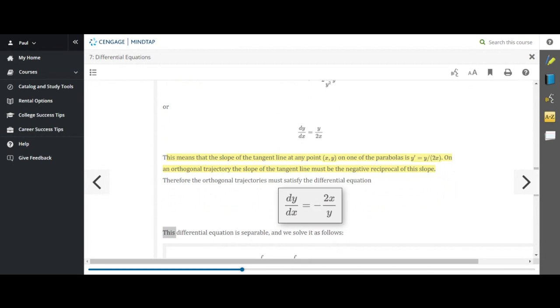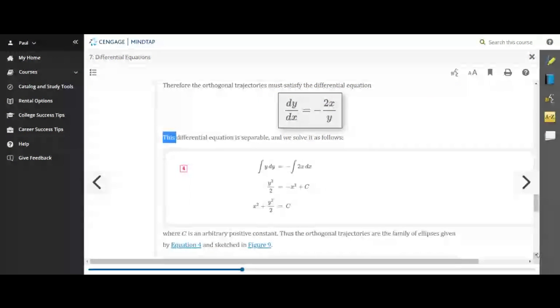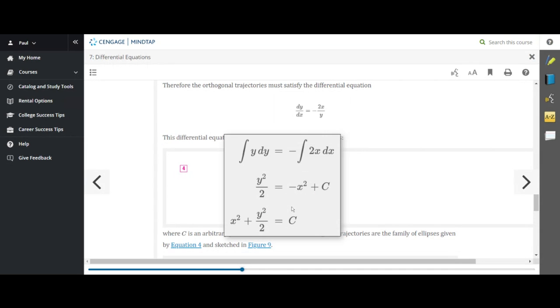All right, is that okay? Are there any questions on that? All right, well then, what is the family of solutions that follows this differential equation? What does that family look like? Well, we're going to separate the variables, and if we do that, we get the integral of y dy equals the integral of 2x dx, and we end up getting x squared plus y squared over 2 equals a constant. That's the family.